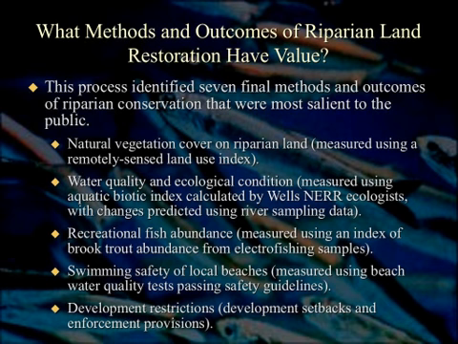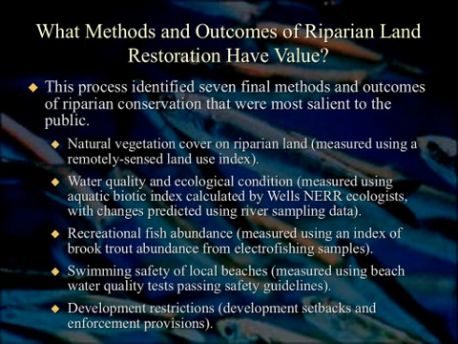There were little things that were valued by certain small groups of people, but in terms of things that people valued most, the primary value first was just natural vegetation cover in a riparian land, just how much of it was there. This was largely an aesthetic thing. People just like to see nice trees by rivers, right? They don't want to see them all cut down.